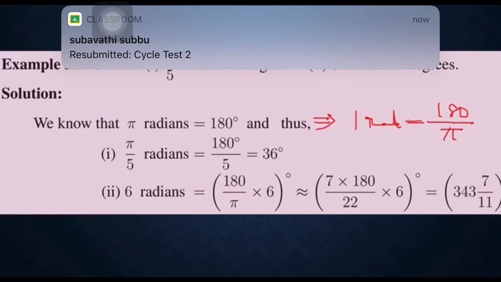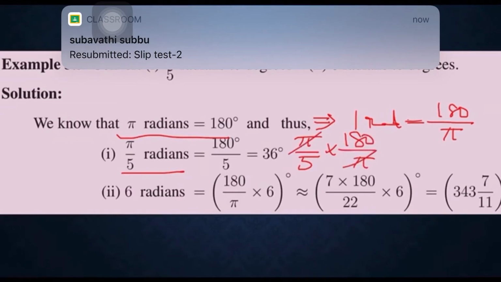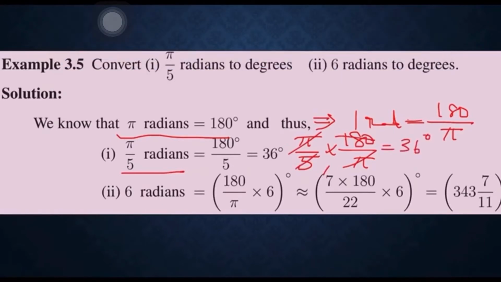Pi radians is equal to 180. That implies 1 radian is equal to 180 divided by pi. So, to calculate pi by 5 radians, you have to multiply pi by 5 into 180 divided by pi. So, pi and pi will get cancelled. 5 and 180 while cancelling, you get 36 degrees. Now, the radians is converted into degrees.